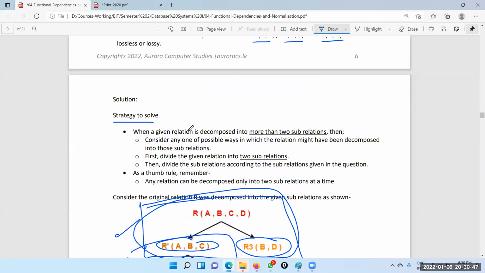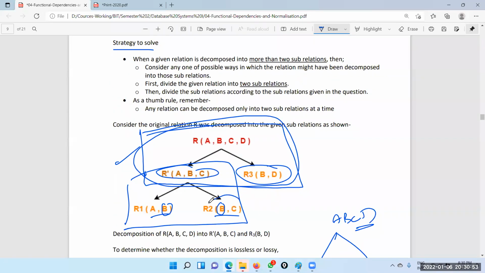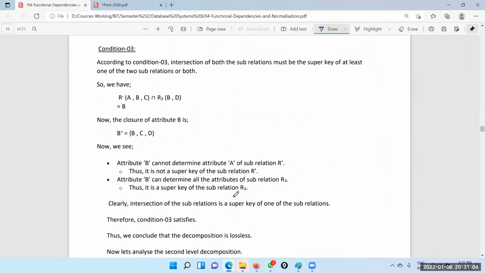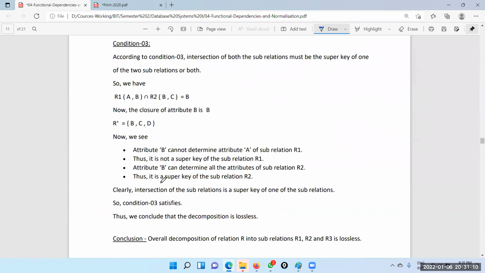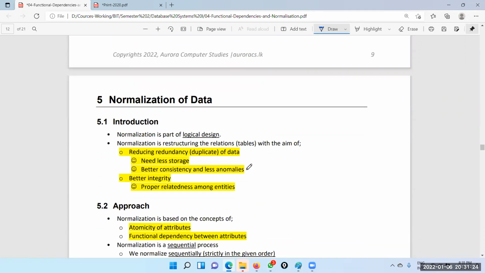In B C, I have the super key as B C D. So the R2 is satisfying that. So it's a super key of R2. Therefore, that part is also lossless. So therefore, entire thing is lossless. Right? Entire thing is lossless. So that means that decomposition is valid. Okay. Right. So somewhat complex.